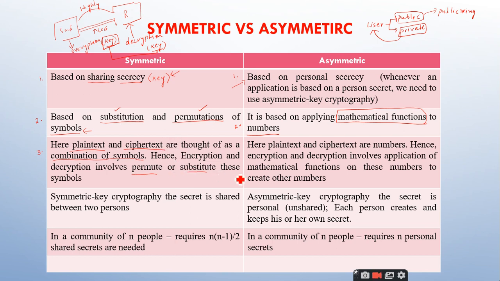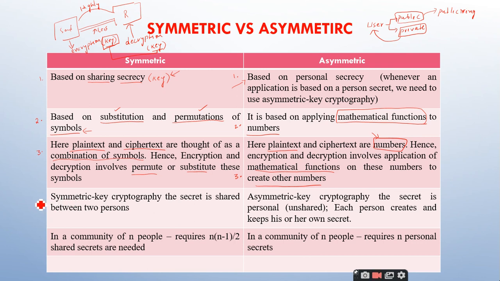But when we consider asymmetric key cryptography, as I told you, we have the plain text as numbers, only numbers. And when you convert this plain text into ciphertext using asymmetric cryptography, we also generate numbers. So the plain text and ciphertext in asymmetric cryptography are numbers only. We don't have any textual data. We don't have any symbols. So since we have numbers, both encryption and decryption involve the application of mathematical functions on these numbers to create other numbers.